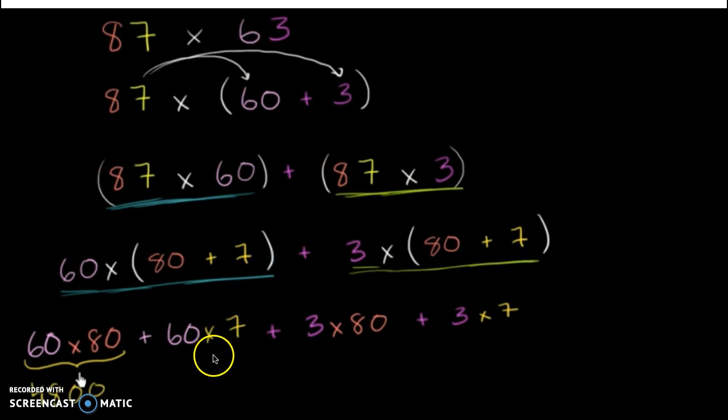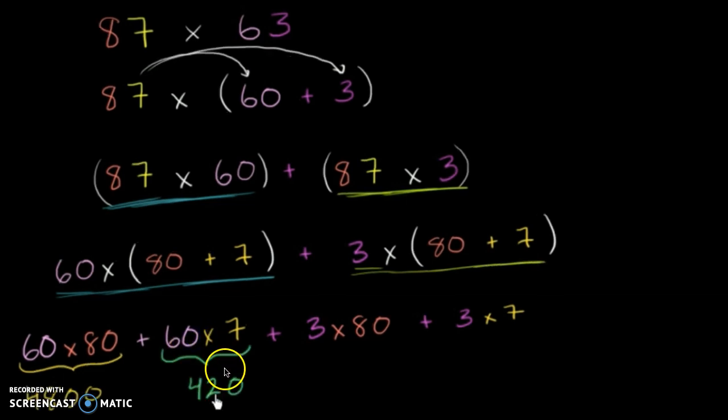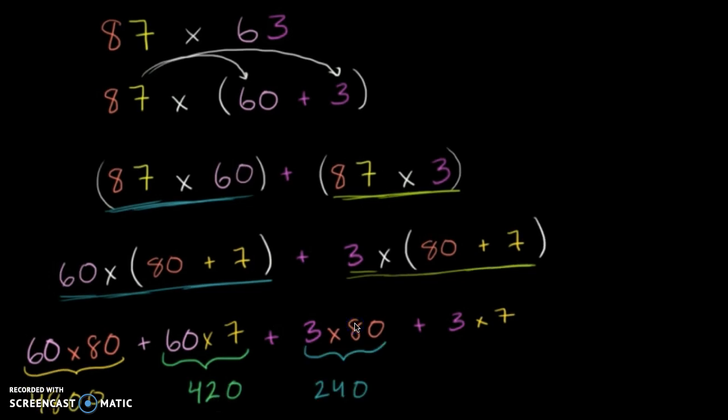Using that same trick, take away that 0. 6 times 7, 42. Add the 0 right back on, and you've got 420. Same thing over here. 3 times 80. Take away that 0, and you've got 3 times 8. 3 times 8 is 24. Add that 0 back on, and your product is 240.